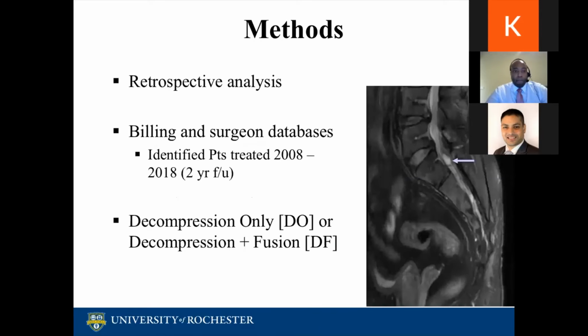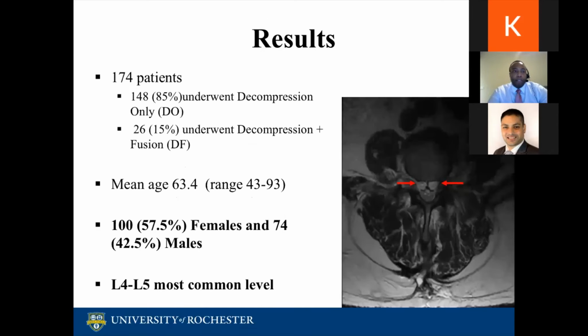This was a retrospective analysis in which we identified patients treated surgically between 2008 and 2018 so that we could have at least 2 years of follow-up data. We grouped them as either decompression only or decompression fusion patients. In total, we had 174 patients, 148 treated with decompression only, and 26 with decompression with fusion initially.